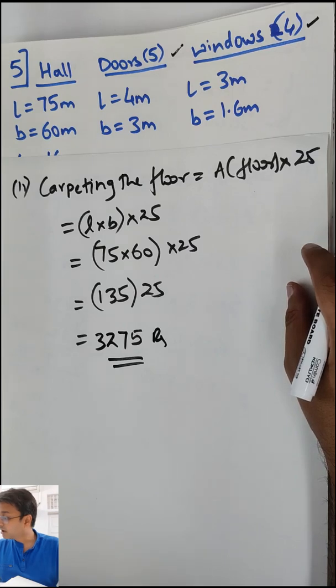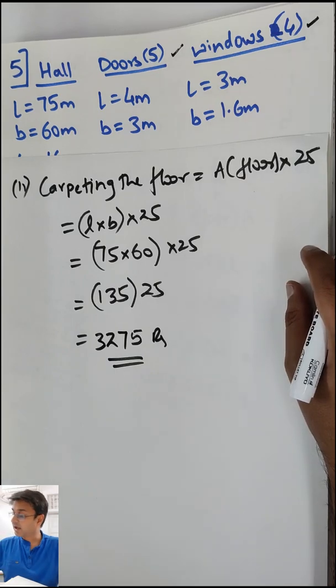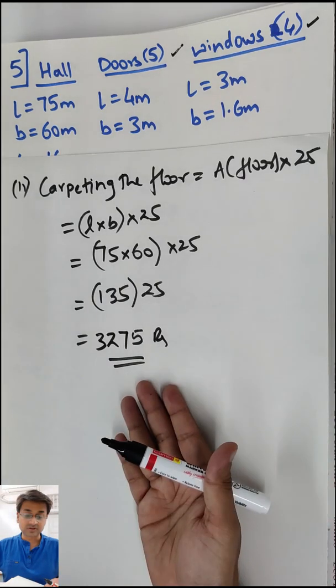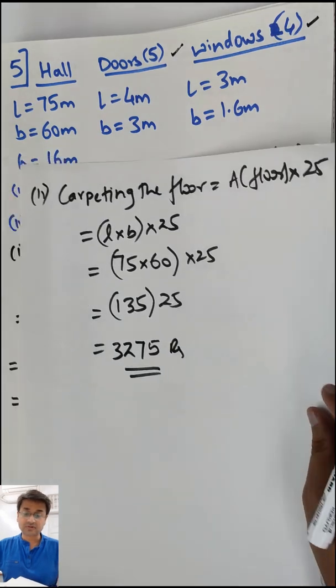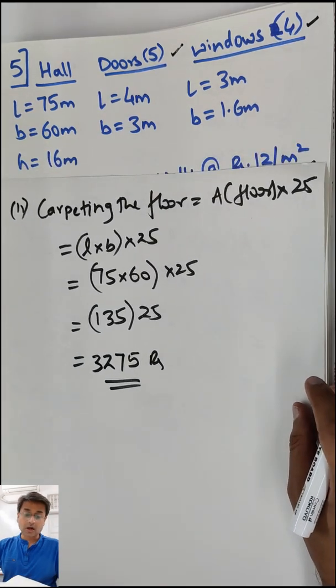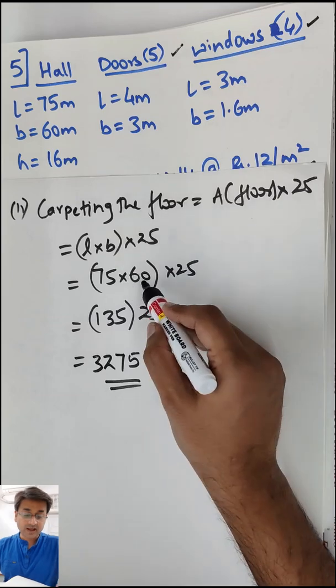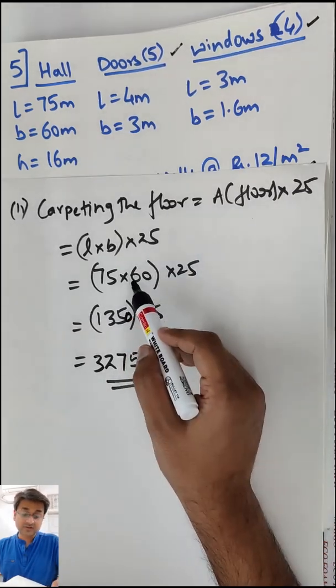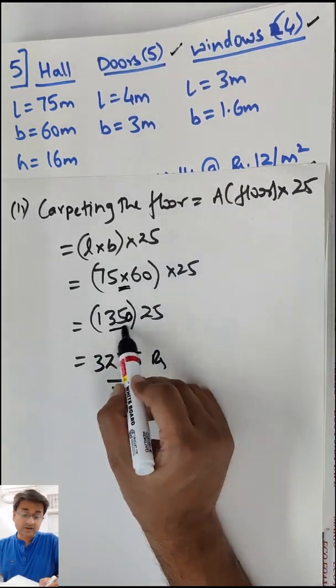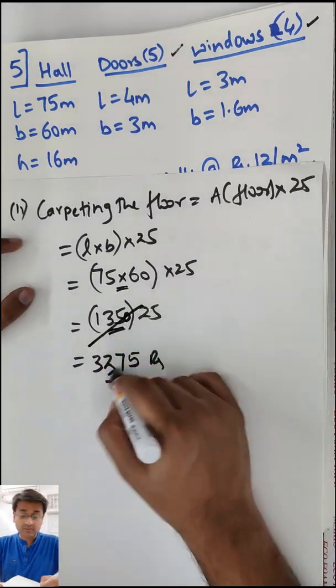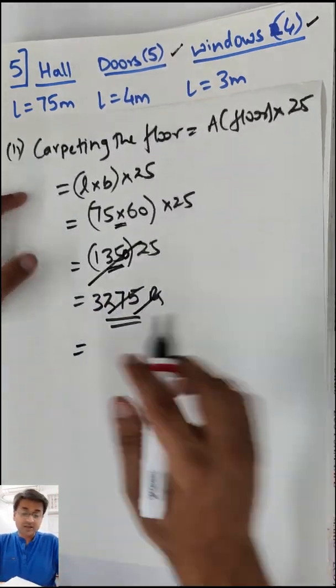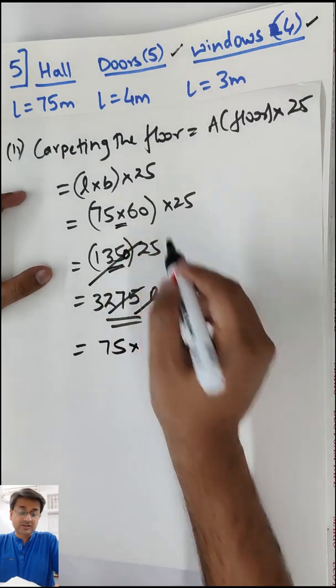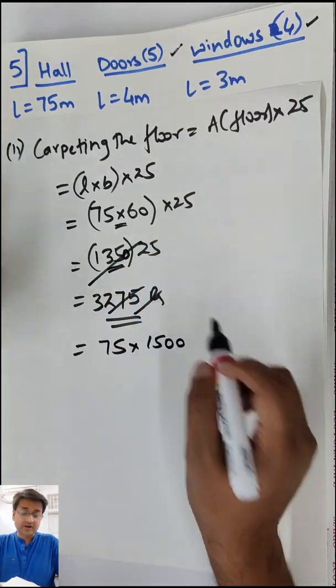Let's see. Where is the answer? This is question number 5, part 2. Oh bapre, this is 1,12,500. I got such a cheap answer. How is that possible? So carpeting the floor, so we took the floor and I ignored 1 0. That's the first mistake I did. Secondly, it was multiplication and I added. Wow, what a blunder. So 75 into 60 into 25 should be 1500.